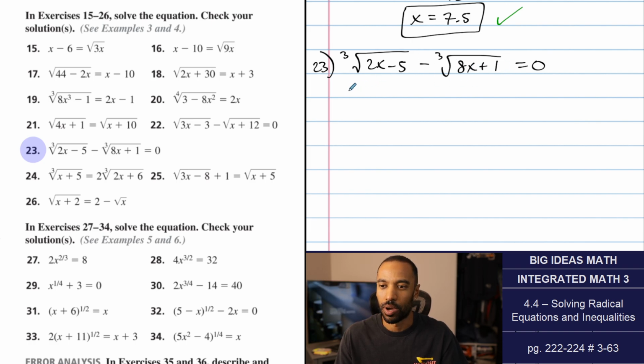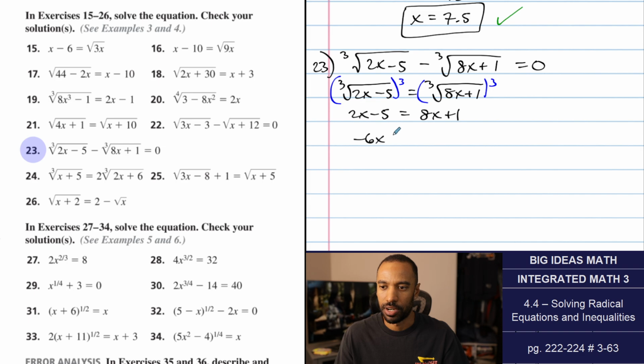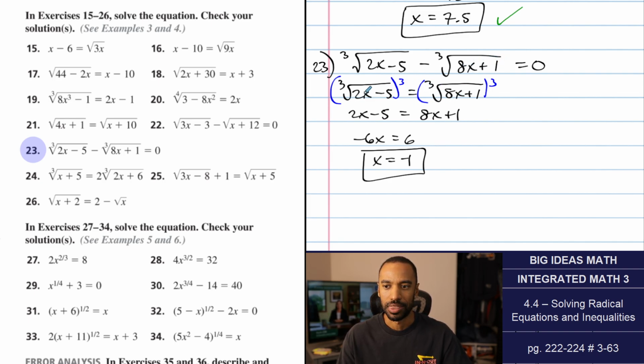We're going to add this one over before we cube both sides, and cubing isn't generally a worse thing here because nothing's going to be expanded. So we cube both sides, right? Now we have 2x minus 5 equals 8x plus 1. We add that over, subtract that over, negative 6x equals 6, and x equals negative 1. All right, 2 times negative 1 minus 5 is negative 7, so cube root of negative 7 here. 8 times negative 1 is negative 8, plus 1 is negative 7. So on this one, we get cube root of negative 7 equals cube root of negative 7. And you can take cube roots of negatives. All those are good, so that one checks out.